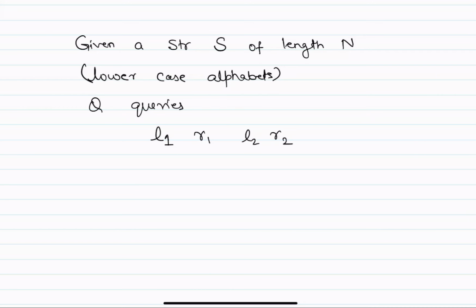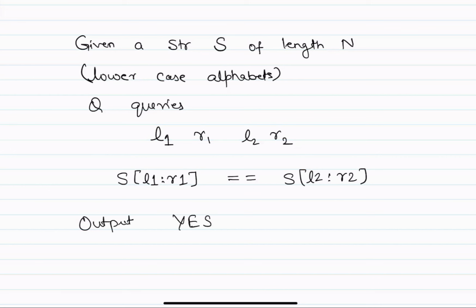And what we have to answer for the query is we have to tell if we take a substring from index L1 to R1 and we take a substring from L2 to R2, both inclusive, whether they are equal or not. So the output has to be yes or no.